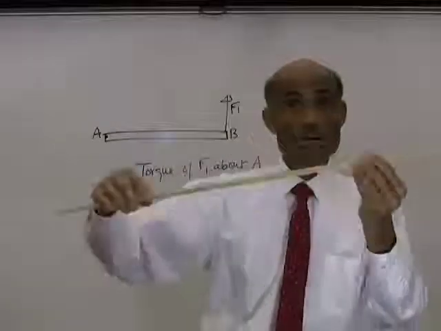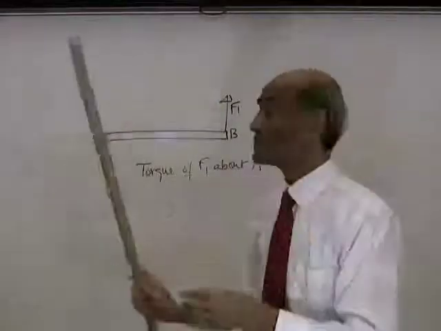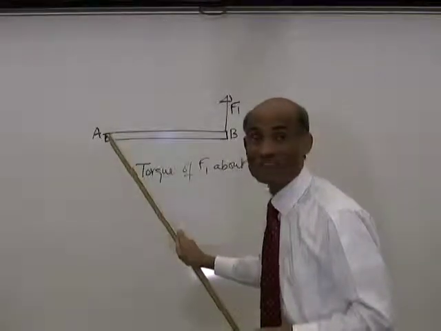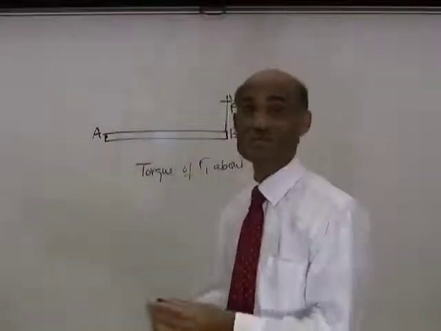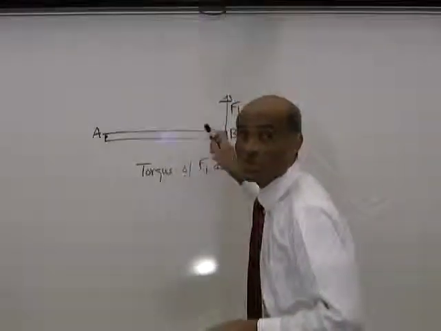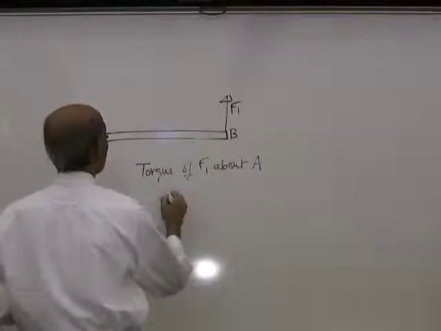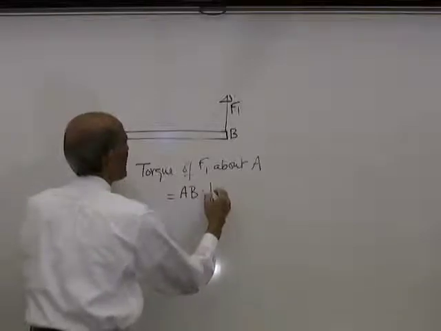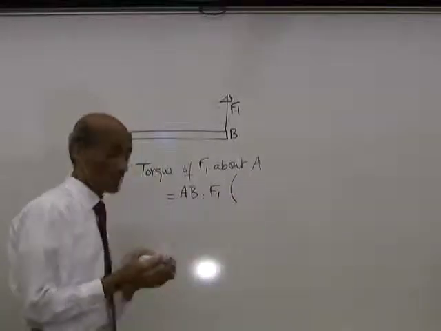Now remember, rotation always happens about an axis. Is that right? So we want to find the torque of this force F1 about an axis that passes through A. What is the torque of a force about an axis? It is the force multiplied by the perpendicular distance between the force and the point. Therefore, this torque is the distance AB, that is the torque arm, multiplied by the force F1. Now tell me, what is the direction of this torque?